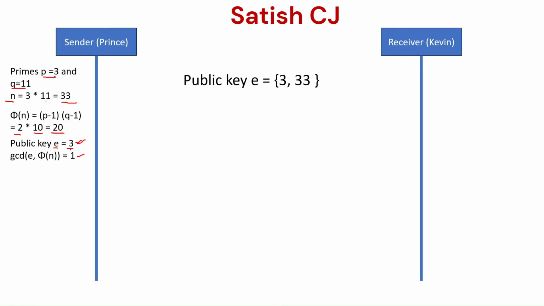So the public key is published now. So what is the public key? That is E comma n. E is 3, n is 33. So this information is available to the public. It's in the public domain.